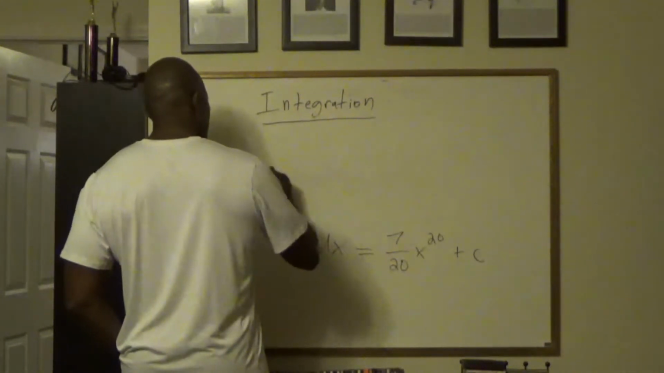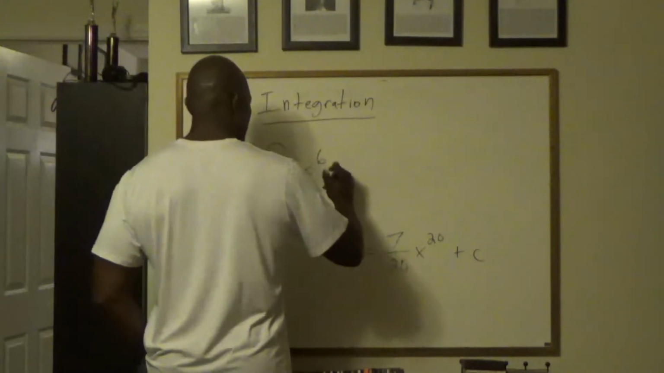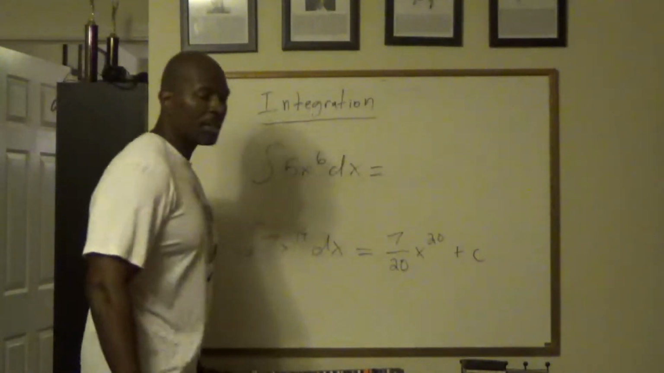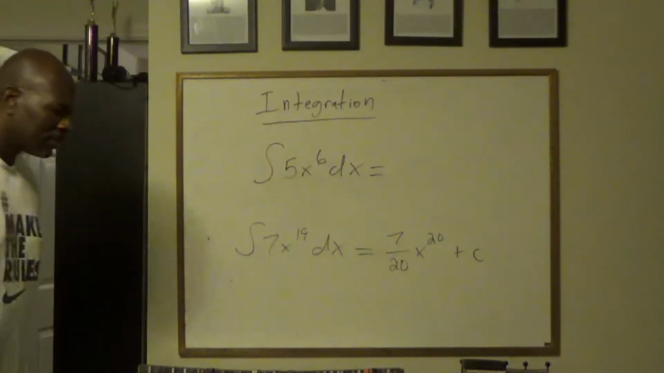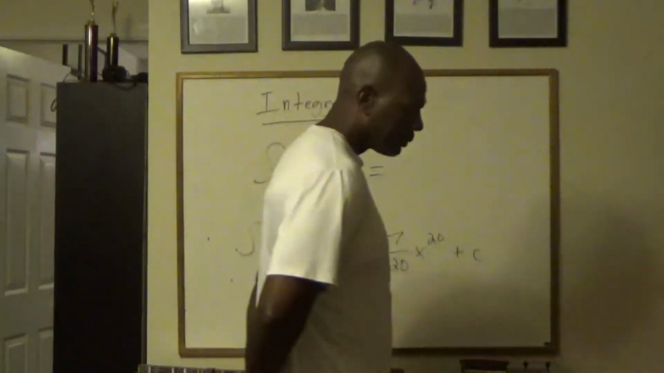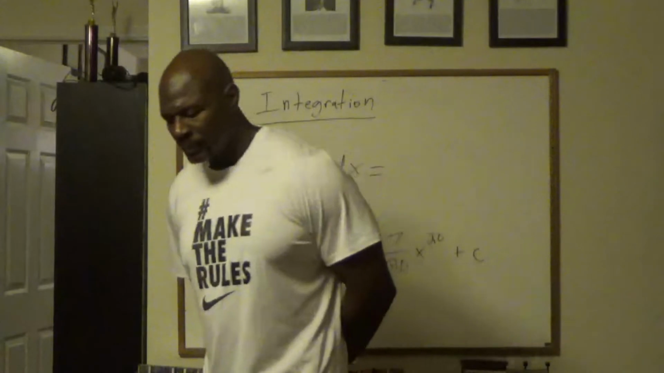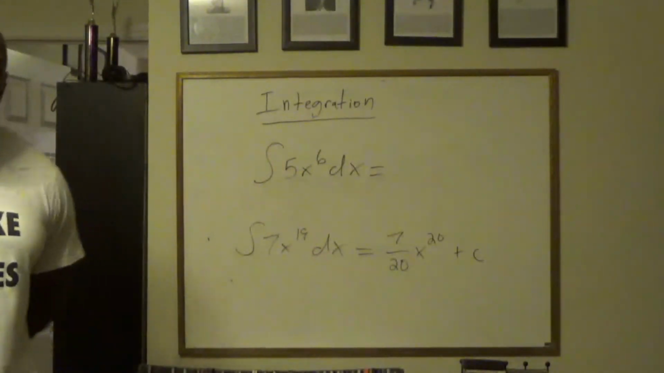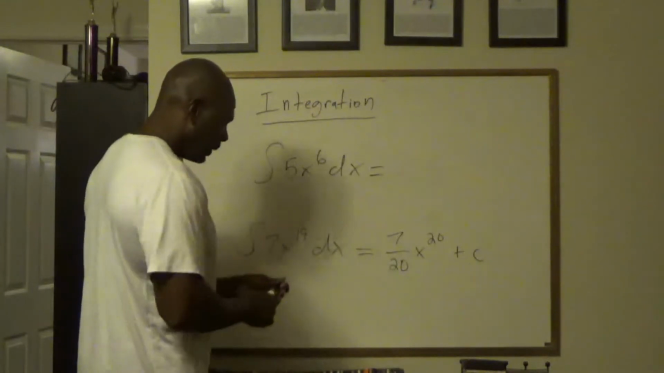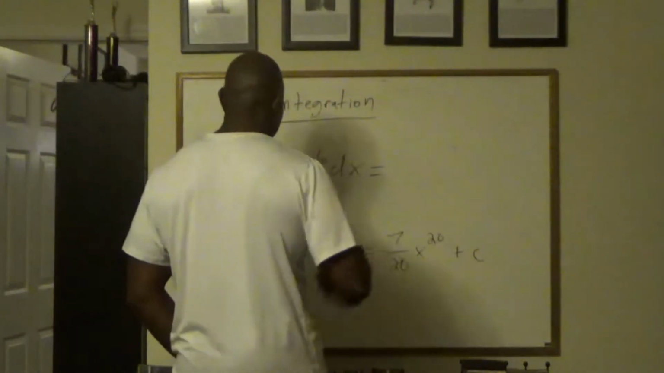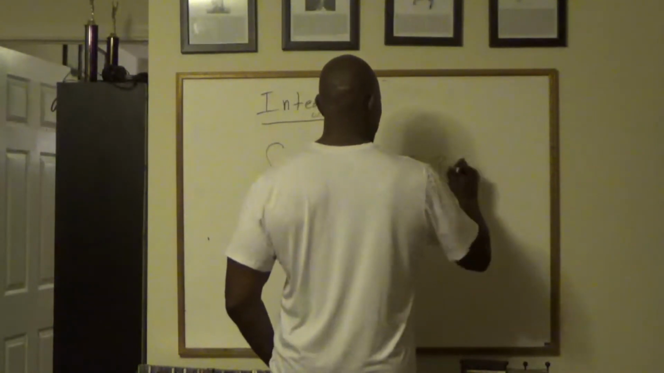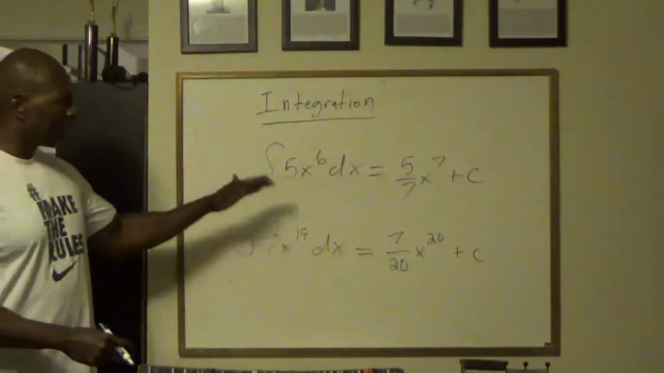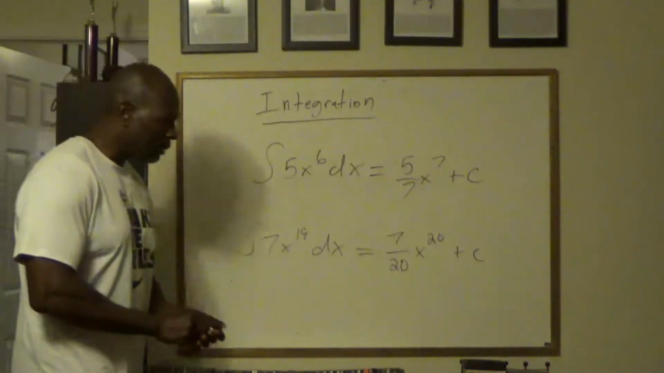Let's integrate 5x to the 6 dx. I'm going to give you a moment to think about this one. 5x to the 6 dx. Alright, you should have come up with it by now. And the answer should be 5 over 7 x to the 7th plus c. Again, you can check it by taking the derivative and you'll see the answer works. Okay, some of you are getting the groove of this.